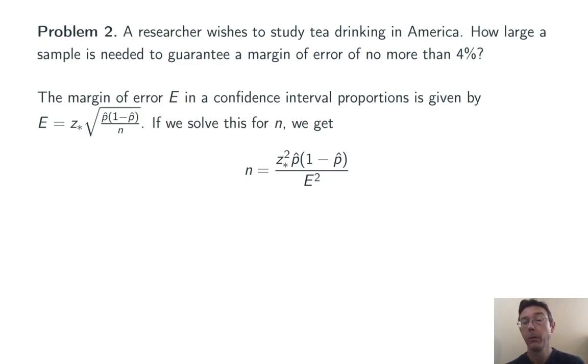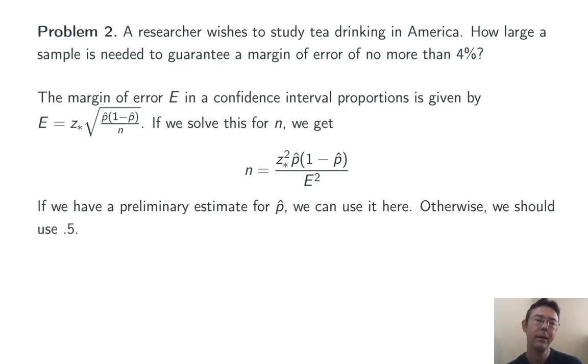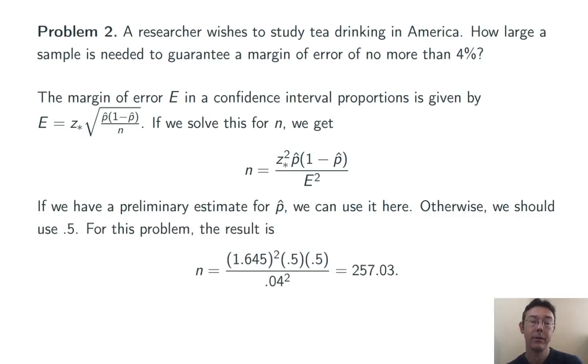Solving this for n, we get n equals z star squared p hat times 1 minus p hat over E squared. If we had some preliminary data, we could estimate p hat that way and plug in here. In this case, we don't have any information like that, so we need to use the most conservative possible estimate for p hat, which is always going to be 1/2.